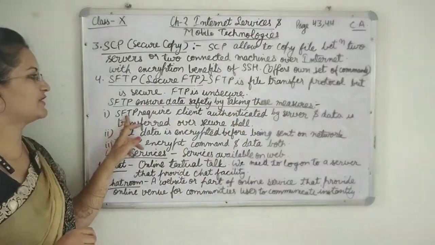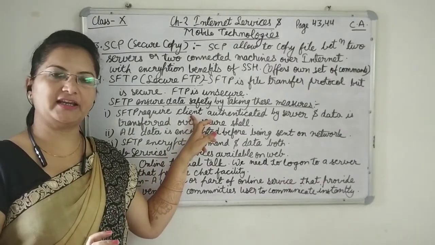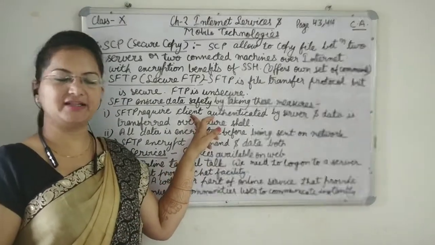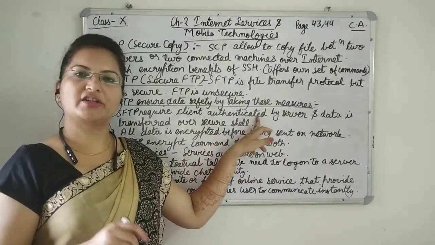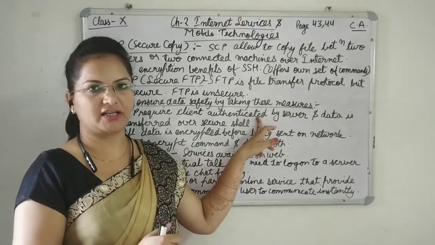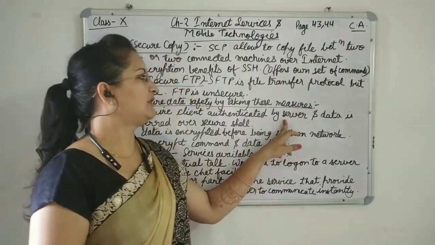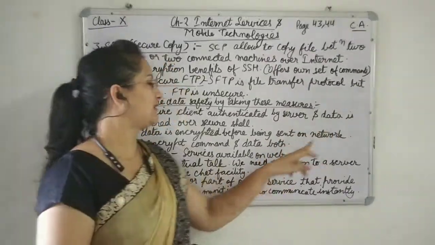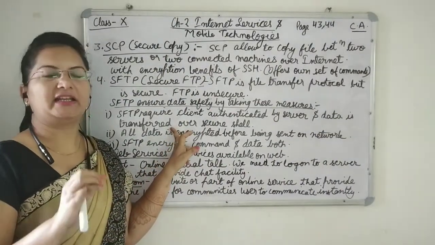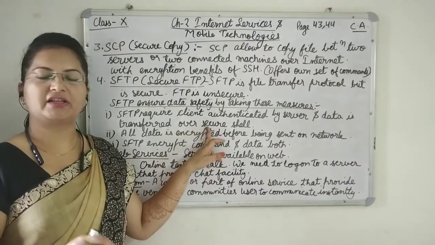What are those? First of all, there will be client authentication. That means if we are accessing SFTP from our computer, it will be the SFTP client. Then we have to enter a username and password to authenticate our computer so that we can connect to the FTP server. So here the connection will be authenticated by the server, and then after that data will be transferred over the secure shell. In SSH, in secure copy as well as in SFTP, there will be a secure shell.